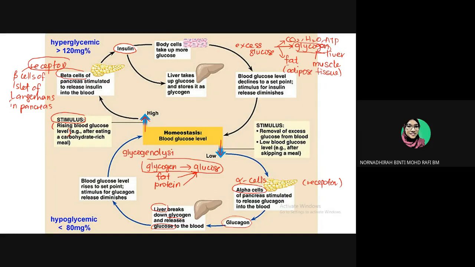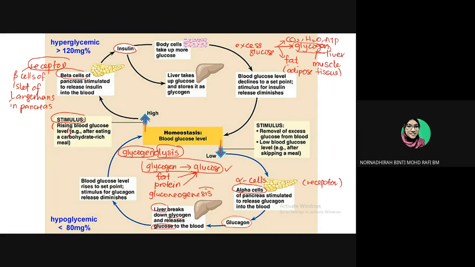glycogenolysis. Korang nak tahu apa maksud dia ni? Lysis maksudnya the breakdown. Lysis maksudnya breakdown kan? Lyse, dia breakdown. So dia breakdown apa? Kat depan perkataannya glycogen. So dia akan breakdown glycogen into glucose. And then kalau fat dengan protein ni istilah dia adalah gluconeogenesis. Gluconeogenesis. Okay, apa maksud dia?